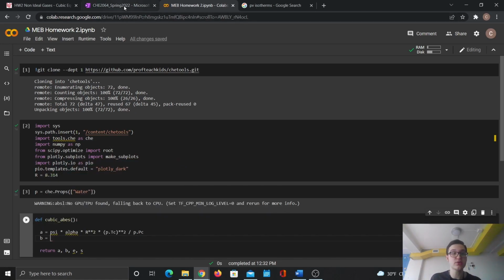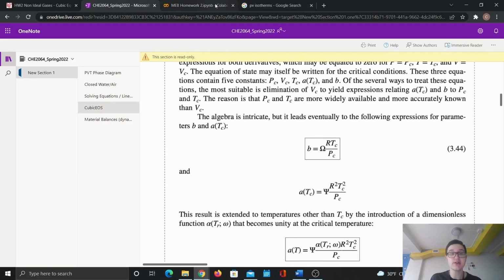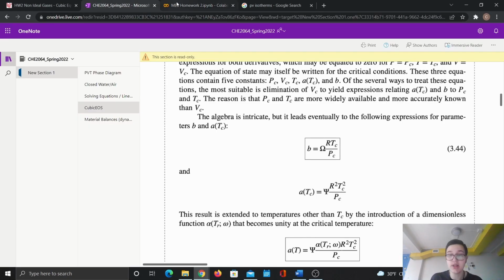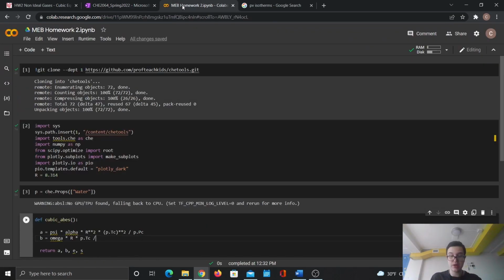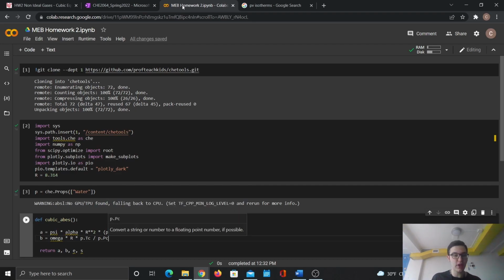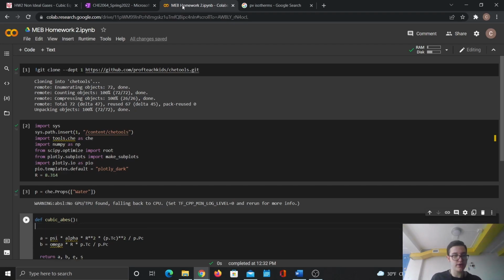B is equal to omega times R times P dot TC for critical temperature, divided by critical pressure, so P dot PC. Okay, we have A and B, but we're missing omega, psi, and alpha, as well as E and S. So let's begin with omega.